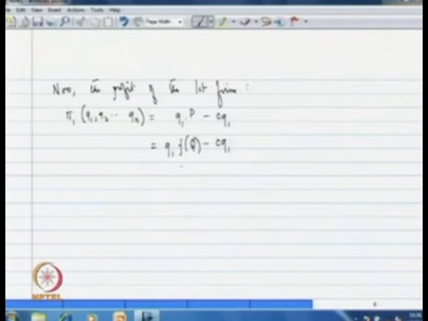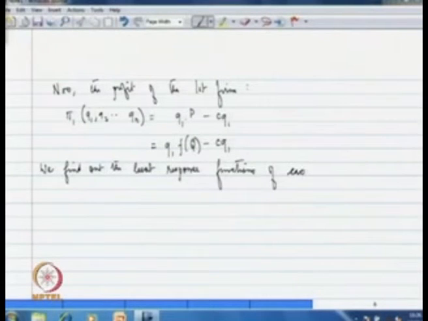How do we proceed? We find out the best response functions of each firm. And we know the Nash equilibrium will be in the intersection of all these best response functions.